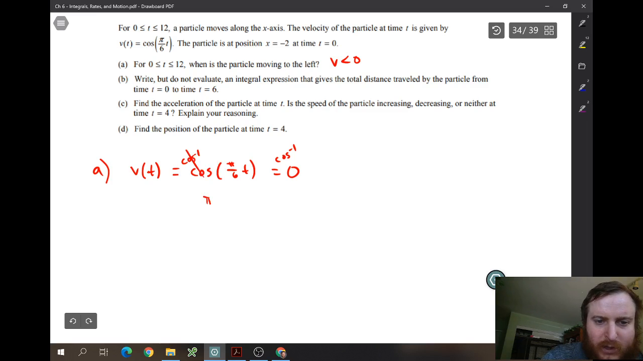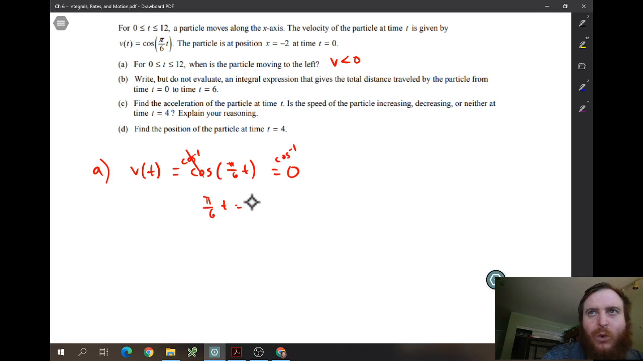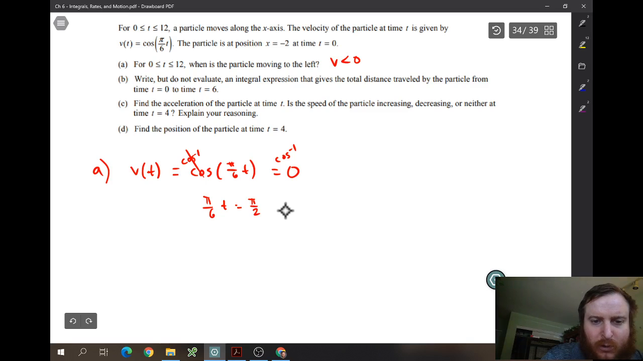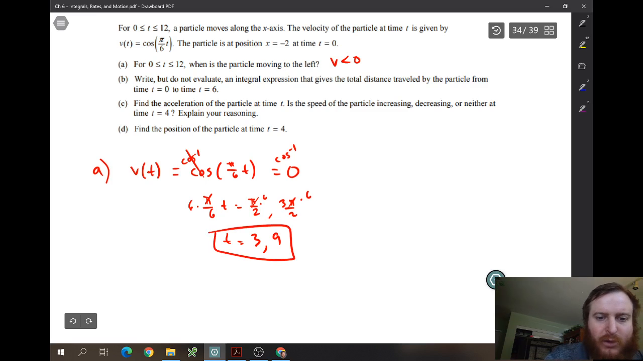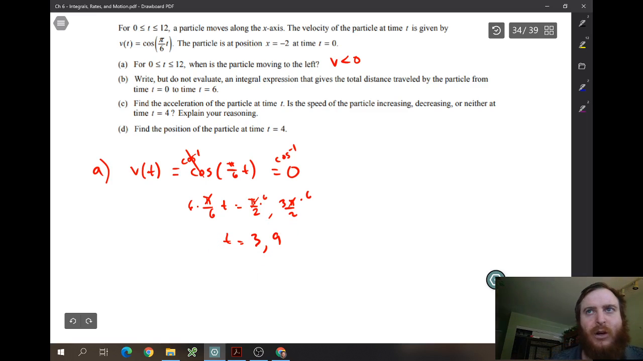That gives us pi over 6t is equal to the inverse cosine of 0. Cosine is equal to 0 at pi over 2 or at 3 pi over 2. So what we're going to do is multiply by 6 on all of our answers and divide by pi. And so that gives us t is equal to 6 over 2 is 3, or 9. So those are the times. Oh, sorry, these are our zeros.